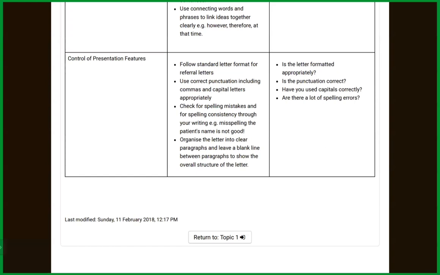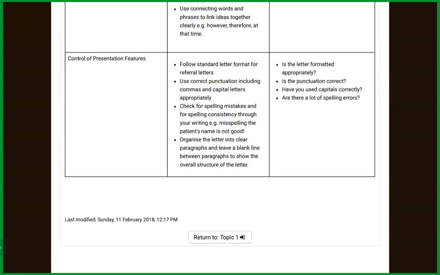So strictly try to follow the format and use correct punctuation, including commas and capital letters appropriately. Always before submitting your letter, check the punctuation like full stops, commas and semicolons, etc. And check for spelling also. Spelling mistakes and poor spelling consistency throughout your letter, like misspelling the patient's name, is not good. So always try to check the spelling of the words.